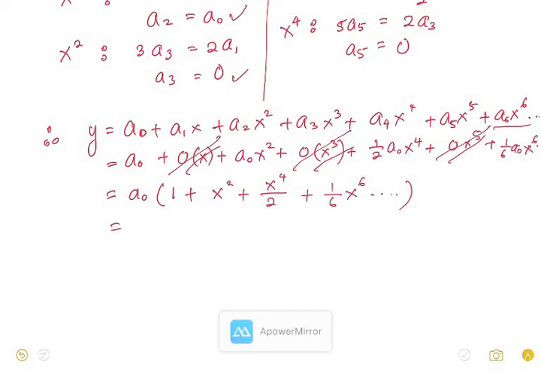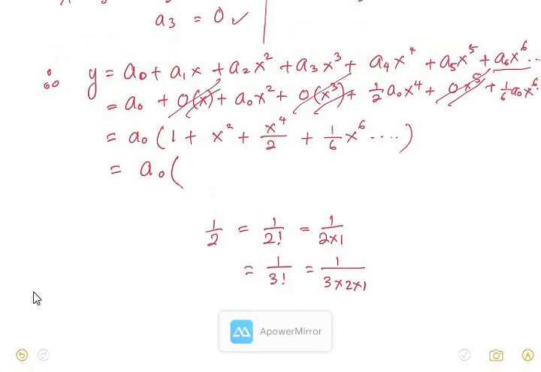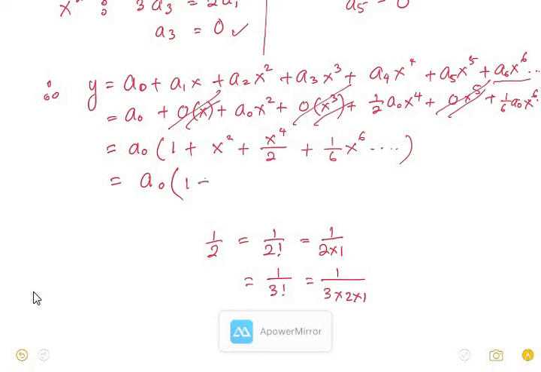When we rewrite, we can get A0. And then 1 over 2, we can change to a form of 1 over 2 factorial. Okay, this means that 1 over 2 factorial is equal to 1 over 2 times 1. If you have 1 over 3 factorial, this means we have 1 over 3 times 2 times 1. So now we can simplify like 1 plus x power of 2 plus 1 over 2 factorial x power of 4 plus 1 over 3 factorial x power of 6. Okay.